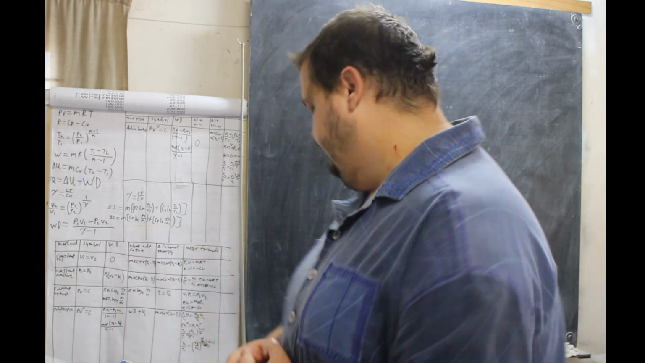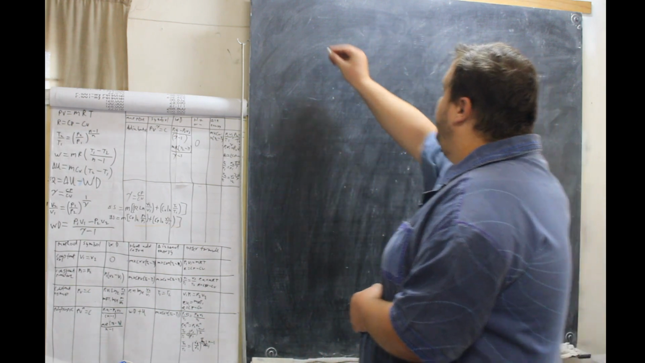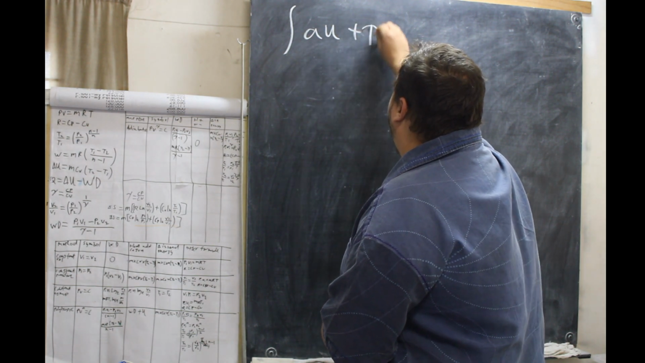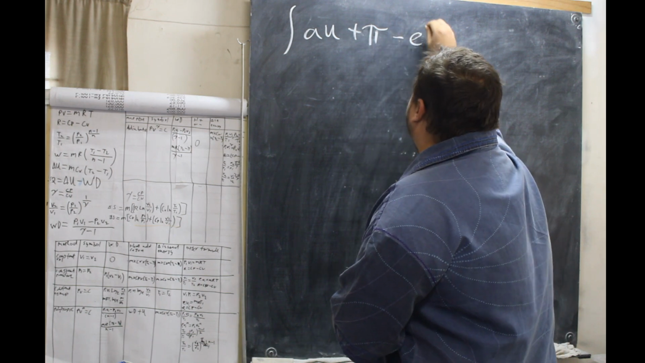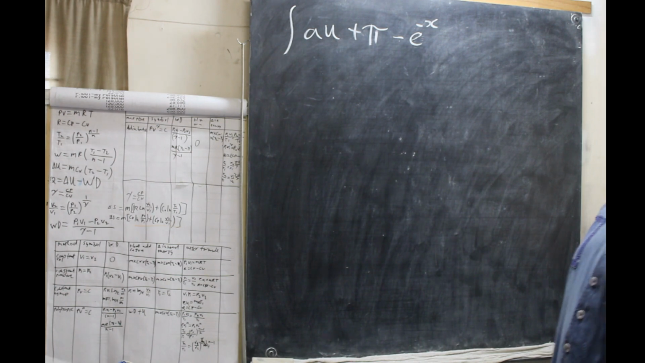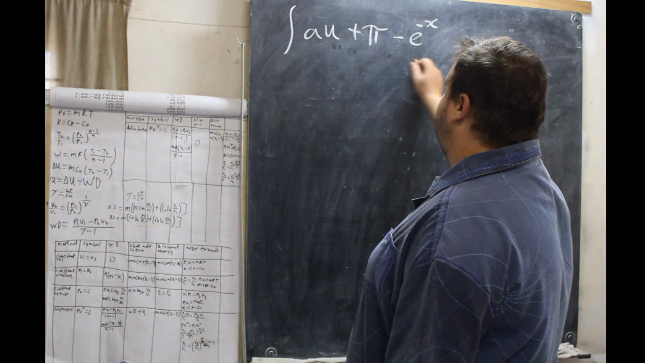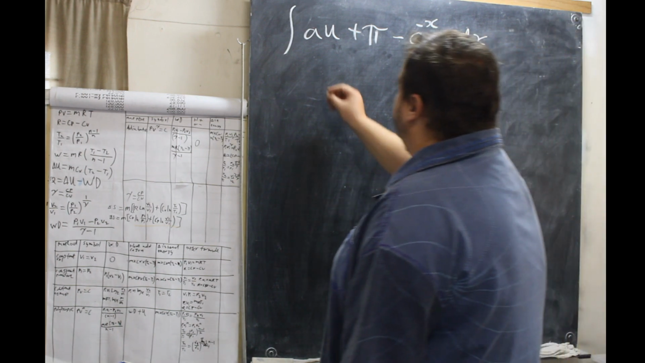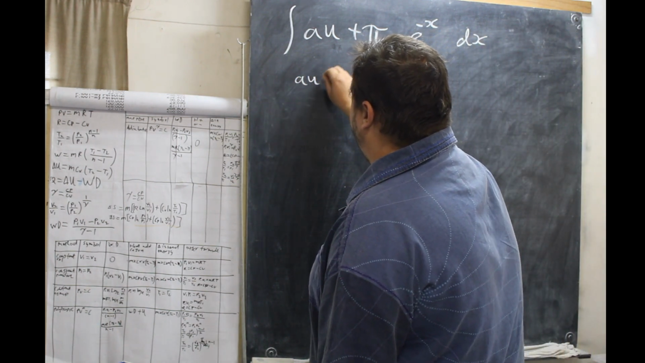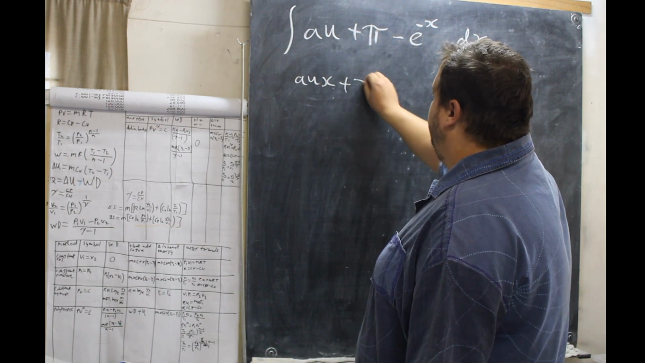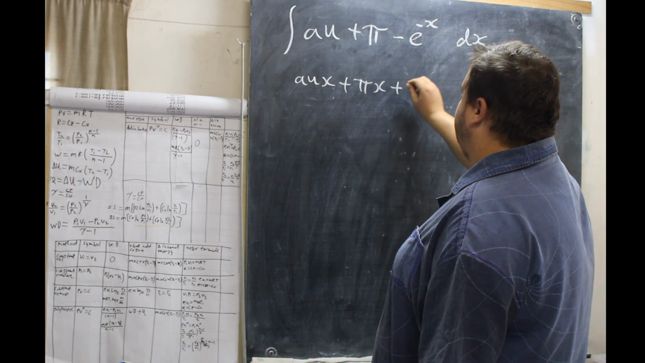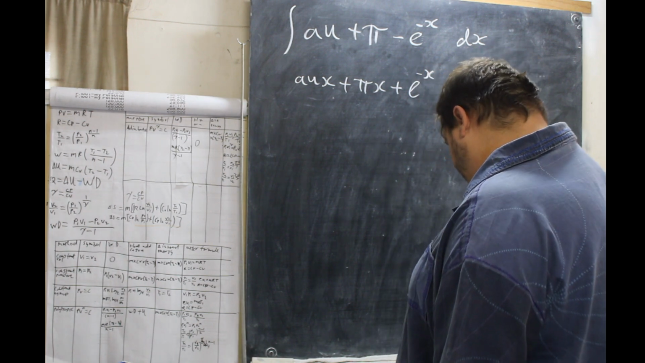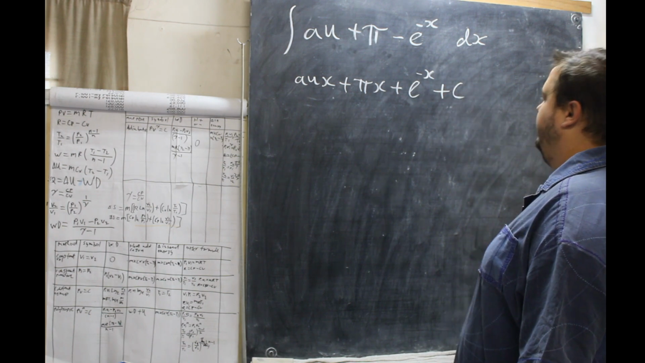Let's get straight into it. Our first sum is integrate a to the power u plus pi minus e to the minus x. So, first things first, as we see different letters here, and this is dx, what we have to do is add an x. So, we'll integrate a to the power u x plus pi x plus e to the minus x, and we have to not forget our plus c.